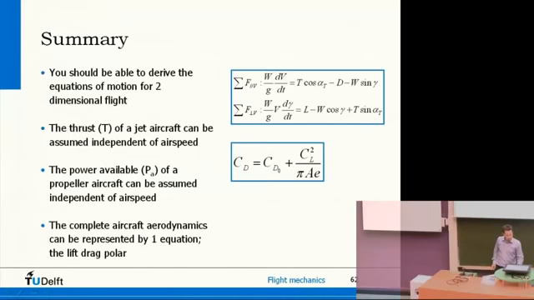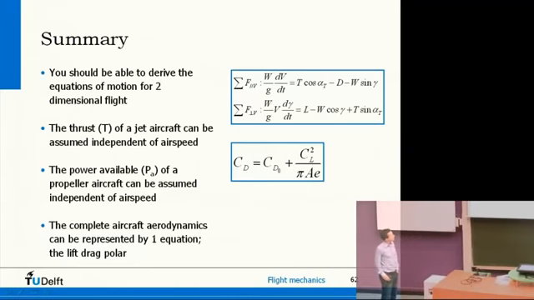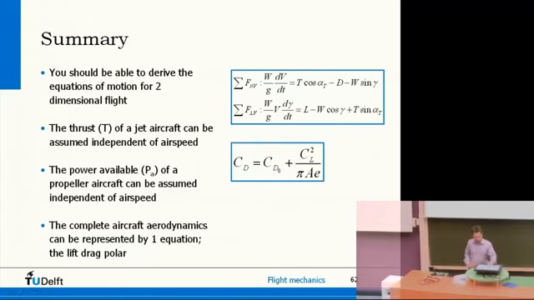So if I then summarize this first lecture, which I wasn't able to finish, we've seen that we could derive two equations of motion based on Newton's laws. We've seen that thrust of a jet aircraft or power of a propeller aircraft, we can assume that they are more or less constant as a function of airspeed. So we can say, well, thrust of a jet aircraft as a function of airspeed is more or less constant.